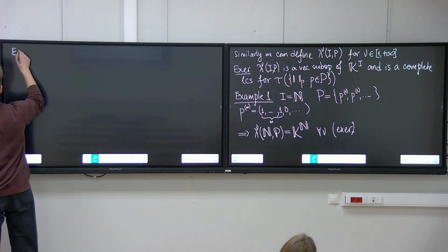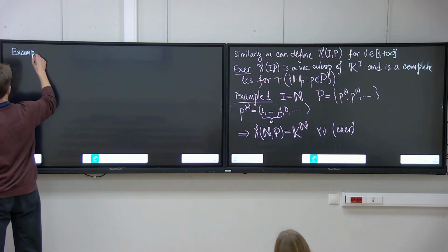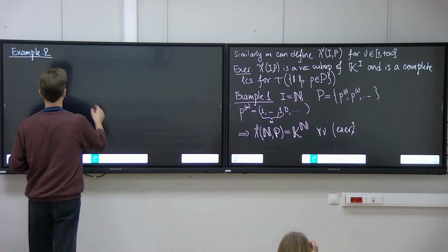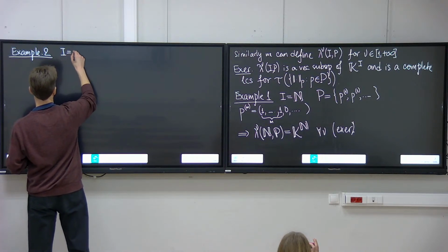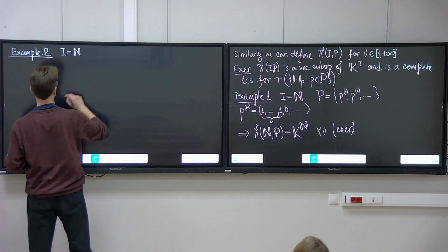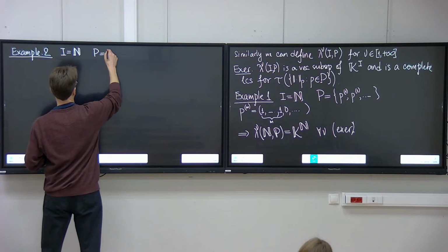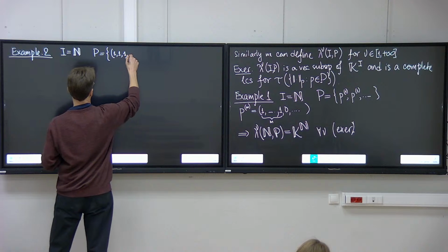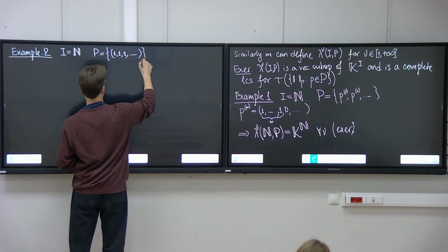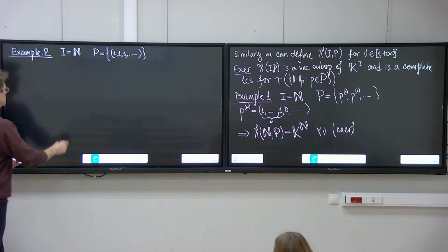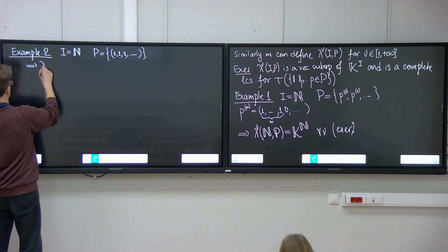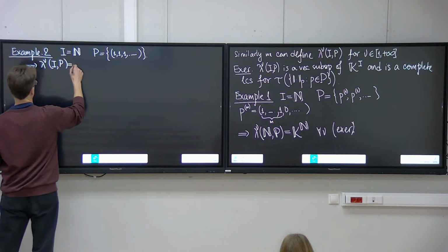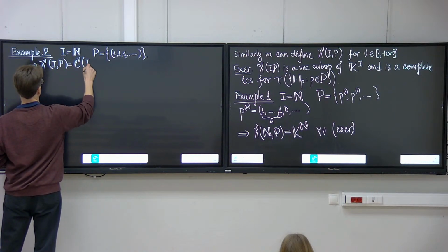Example 2. Suppose again, for simplicity, that I is the set of natural numbers, and P consists of a single sequence, all of whose elements are 1. Then, of course, the respective Curtis space is nothing but the little l nu space, l nu of N.